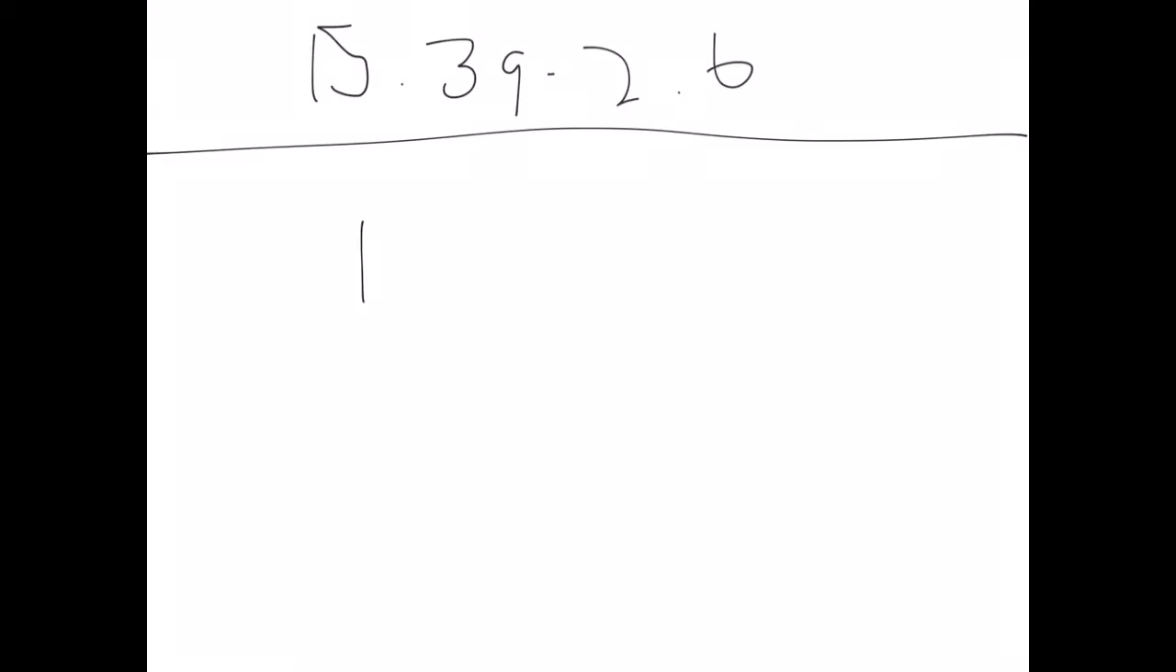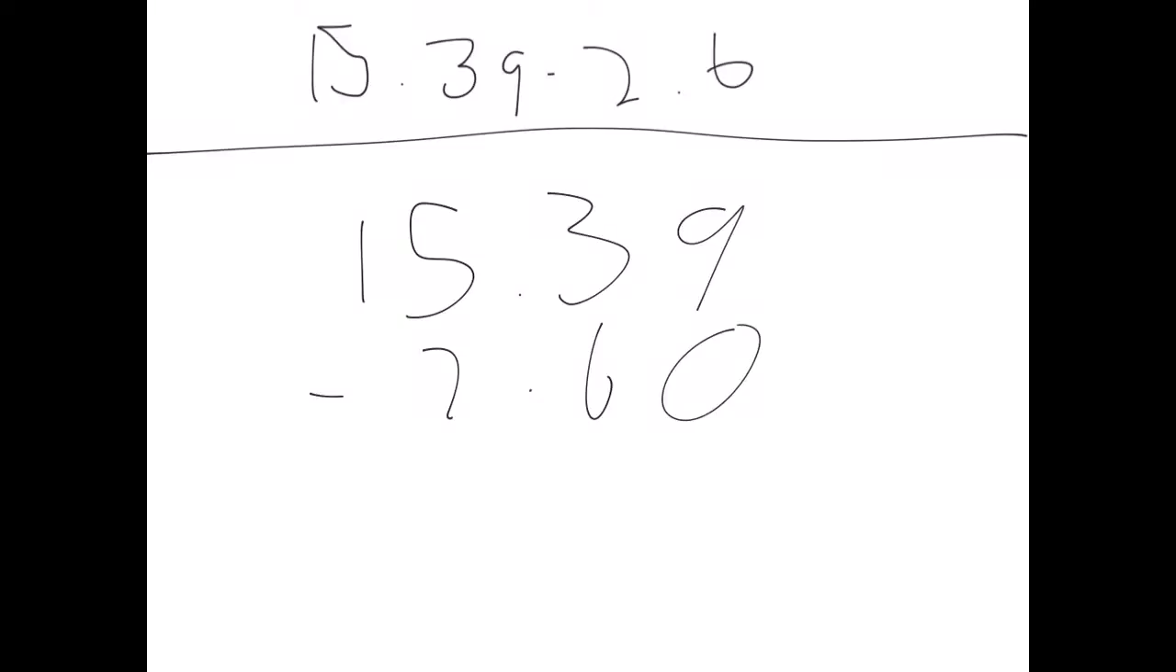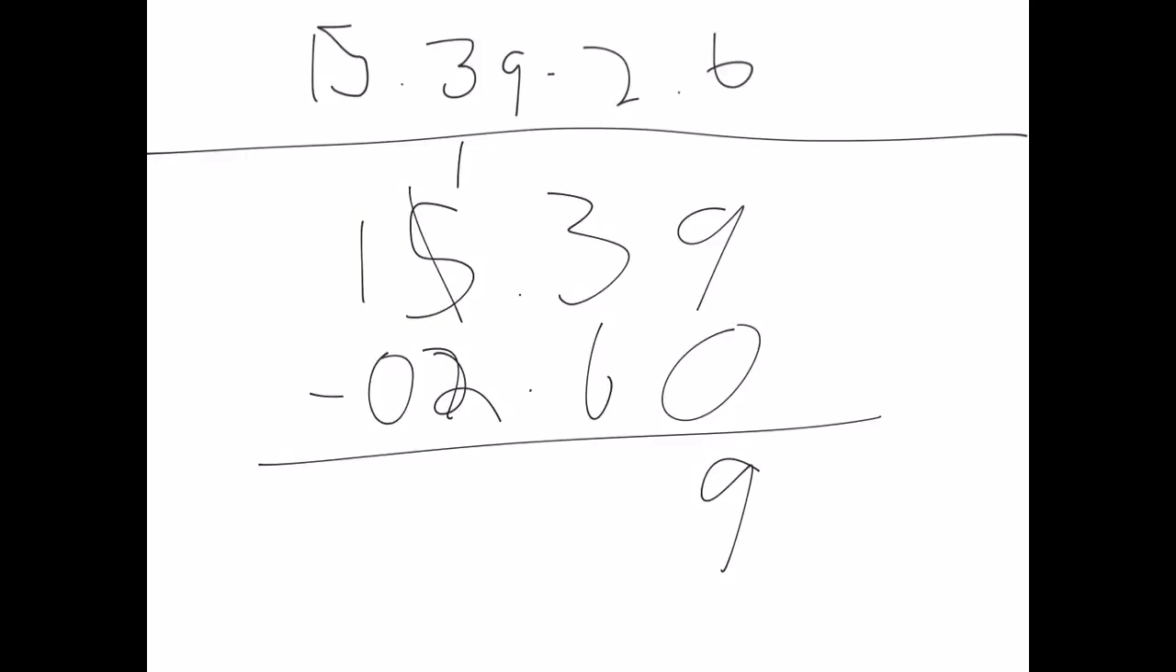I'm subtracting 15.39 minus 2.6. Use 0 as your placeholder. 9 minus 0 is 9. Got to borrow from the 5. That becomes 4. 13 minus 6 is 7. 4 minus 2 is 2.